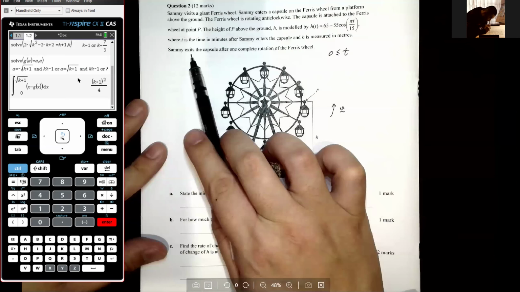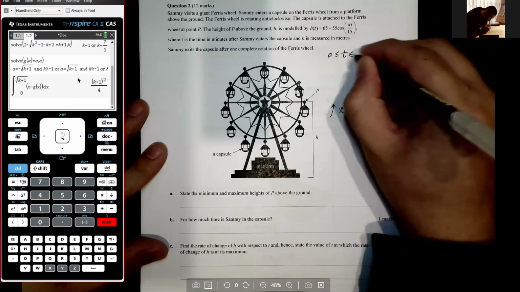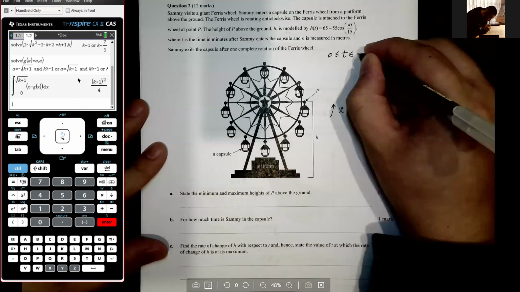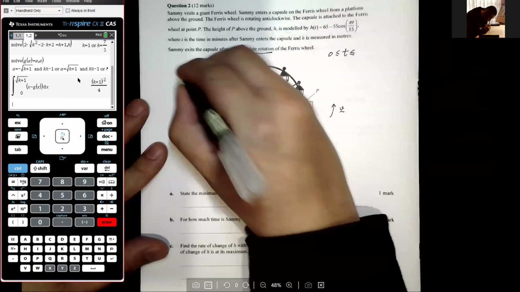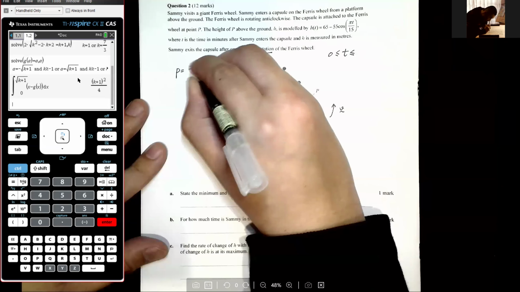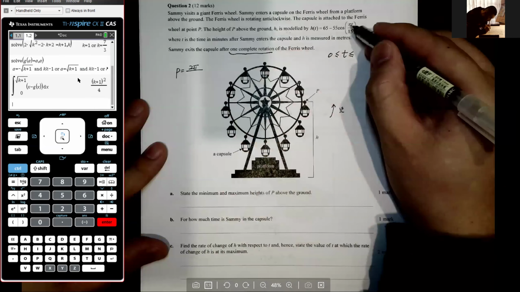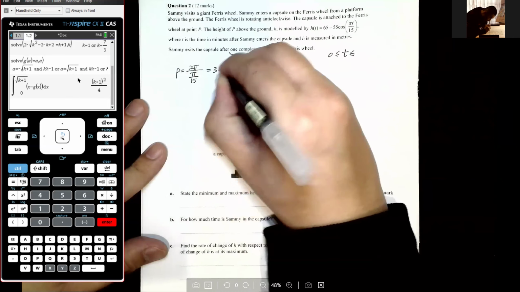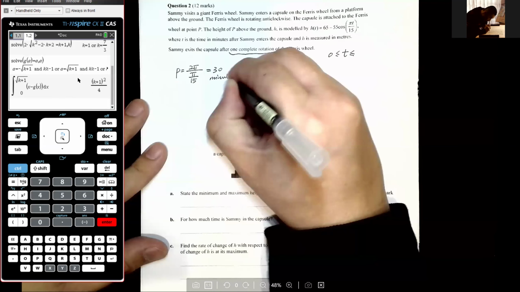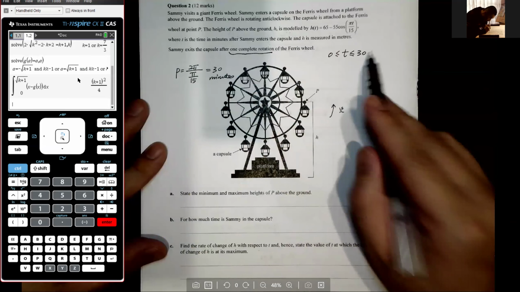Sammy exits the capsule after one complete rotation of the Ferris wheel. So our domain is t less than or equal to some value here. That is the time to complete one rotation, so we can use the period. In this kind of circular function modeling, period equals 2 pi over n, so 2 pi over pi over 15. That is 30 minutes. So the domain restriction is 0 to 30.